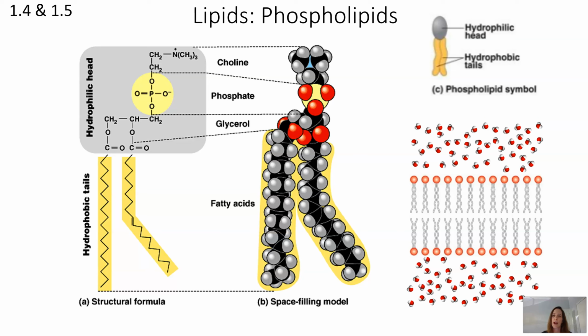If you remember the triglycerides, there was the glycerol backbone with 3 fatty acids connected to it. In this case, what do you notice? What's a similarity and a difference comparing phospholipids to triglycerides?